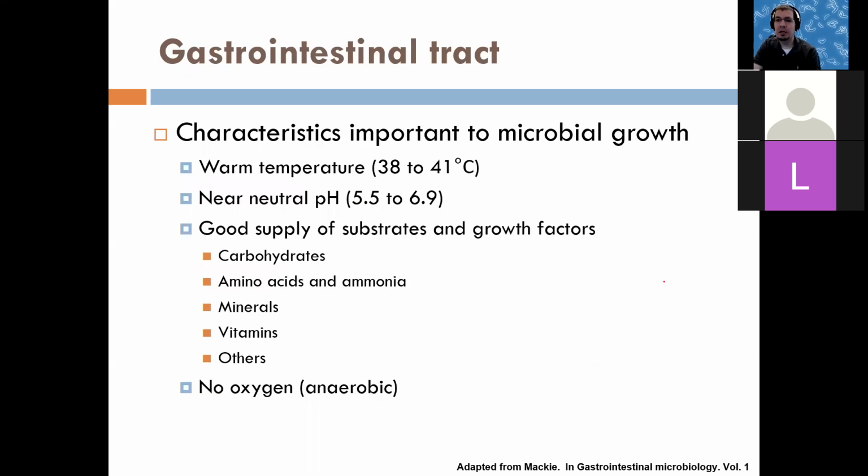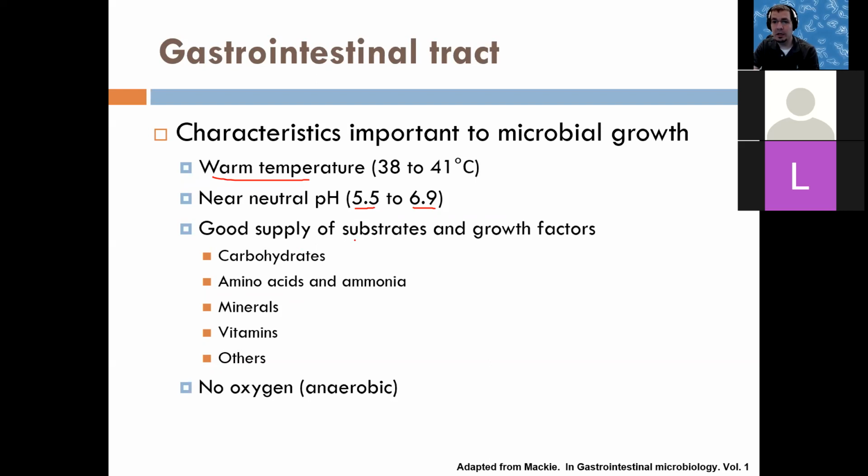Okay, so what in the gastrointestinal tract allows microbes to grow? There are several important characteristics. One is warm temperature. Body temperature is between 38 to 41 degrees in most species, and microbes need these warm temperatures in order to grow rapidly. Another feature is near neutral pH. 5.5 to 6.9 are typical pH values in the gastrointestinal tract. And again, gastrointestinal microbes are adapted to these pHs.